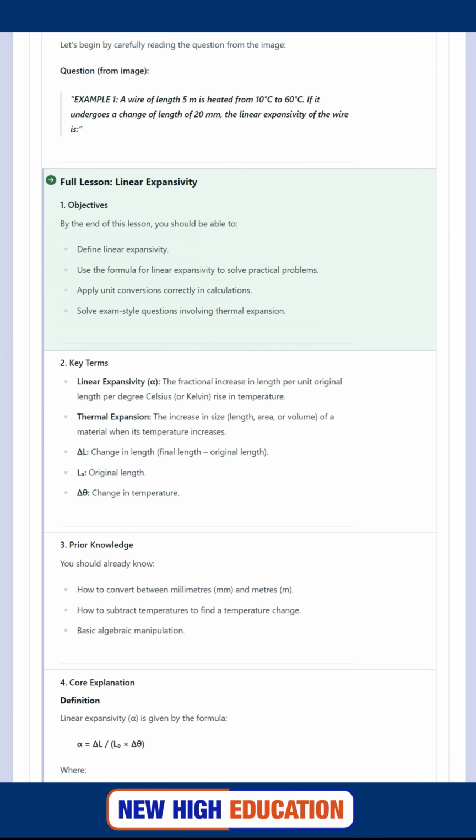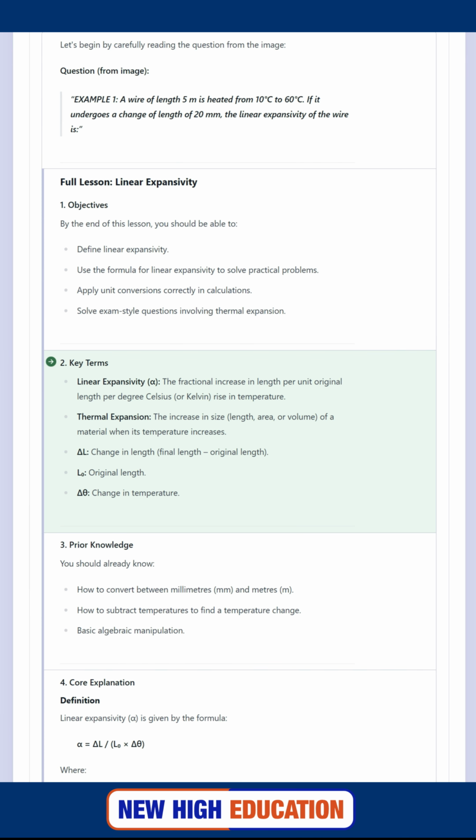Key terms. Linear expansivity, often written as alpha, is the fractional increase in length per unit original length per degree Celsius or Kelvin rise in temperature. Thermal expansion is the increase in size, whether length, area, or volume of a material when its temperature increases. Delta L is the change in length, which is the final length minus the original length. L naught, or L sub 0, is the original length. Delta theta is the change in temperature. Take note of these terms as they will appear in our calculations.